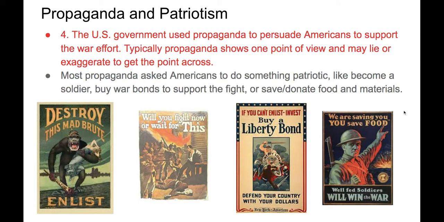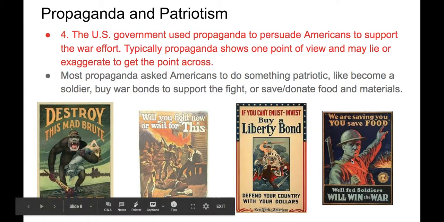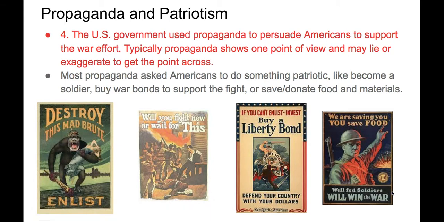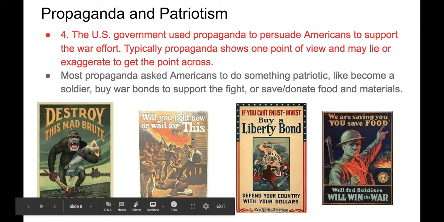Last one, we are saving you, save food. Well-fed soldiers will win the war, okay? So it's kind of using some guilt, right? Like, hey, we're fighting for you. That's what this soldier is kind of saying. So you need to save us some food. The soldiers needed food, so they're trying to get Americans to save food, not use as much food, not use as much materials, because those could be donated to fight and help with the war, okay?